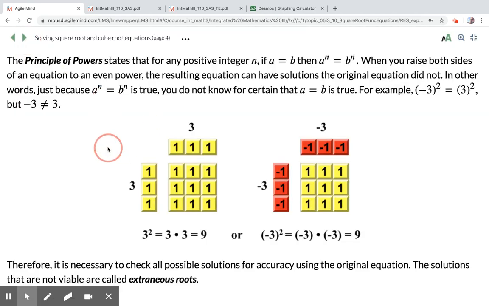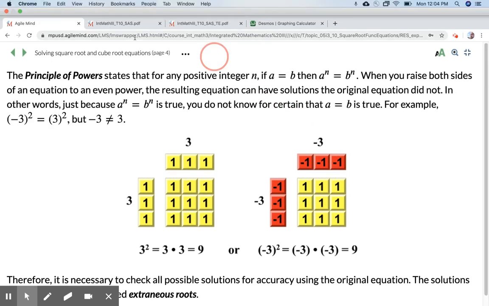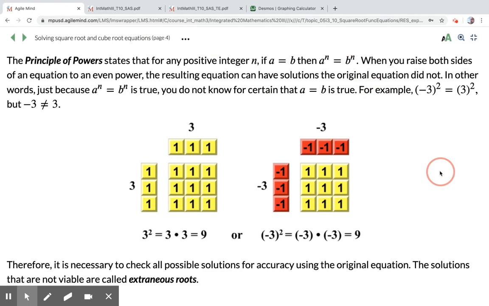You just have to be super careful because there's a little issue here. It's called the principle of powers. It states that for any positive integer n, if I have some number a and it's equal to b, then I know that a to the n power should equal b to the n power. When I raise both sides of an equation to a power, the resulting equation should have the same solution.